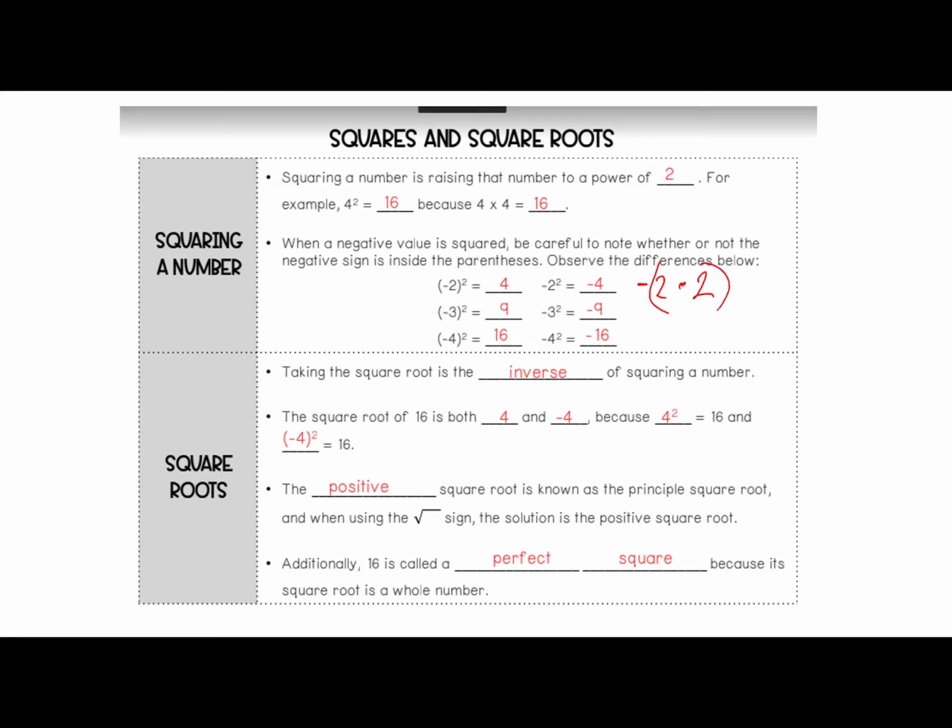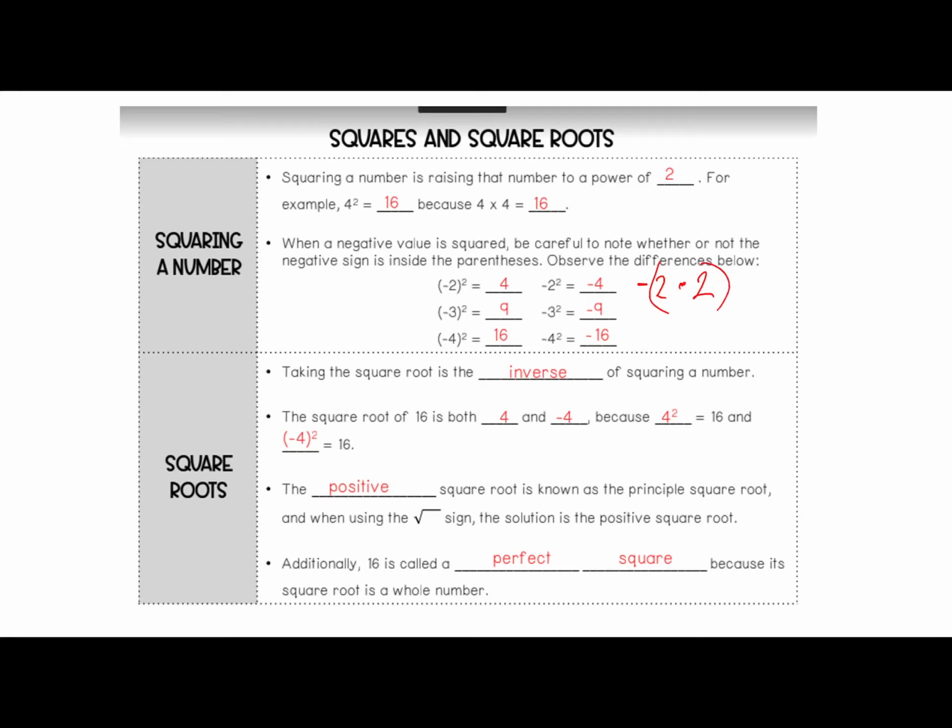Now the square root is the inverse of squaring a number, so it's kind of like the opposite, like multiplication and division are opposites, and addition and subtraction are opposites. So the square root of 16 is both 4 and negative 4, because 4 squared is 16 and negative 4 squared is 16. The positive square root is what we're really worried about. It's called the principal square root.